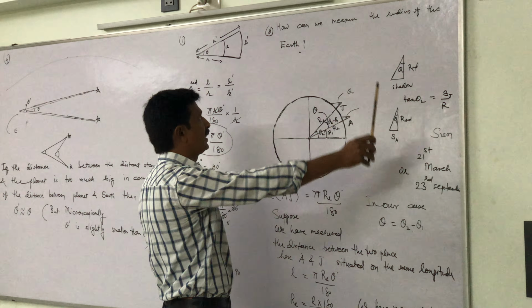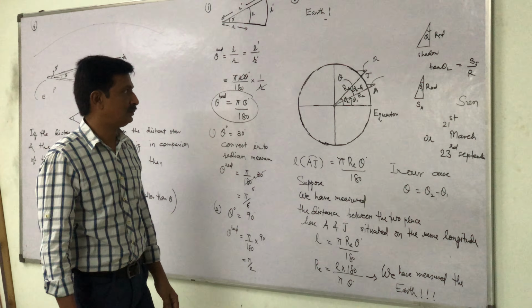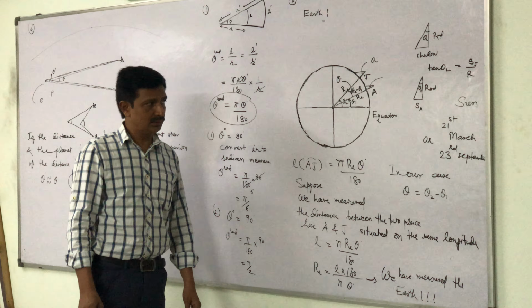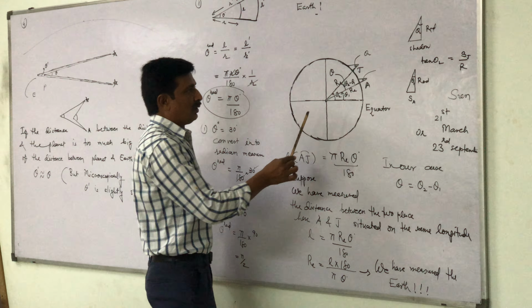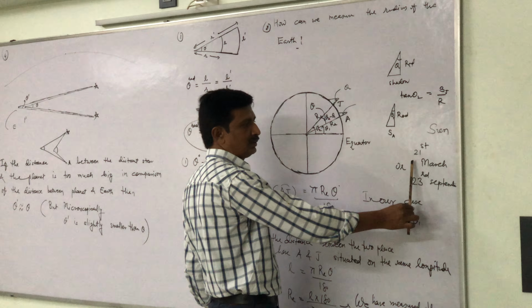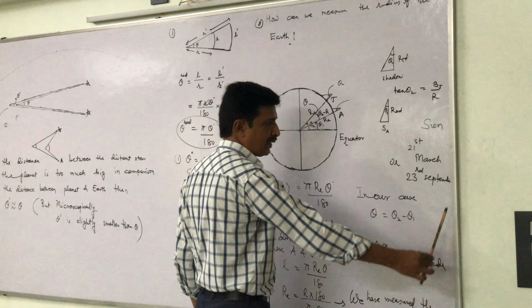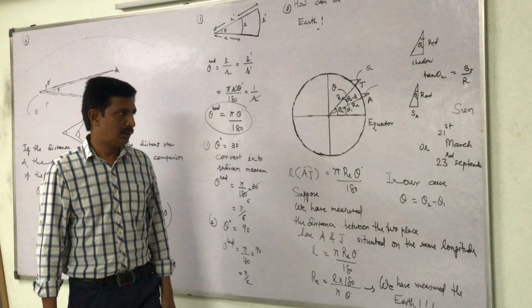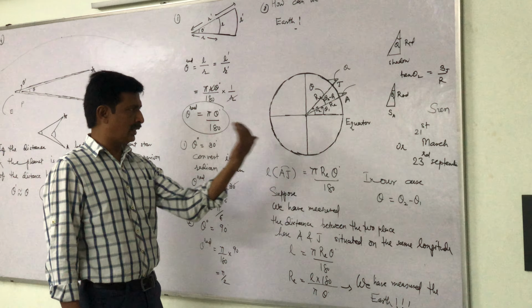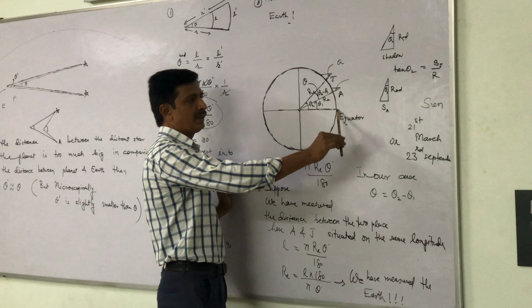How can we measure the radius of the earth? You want to measure the radius of the earth. For this, observe the figure. Consider 21st March or 23rd September. On these days, the sun's straight ray falls on the equator.